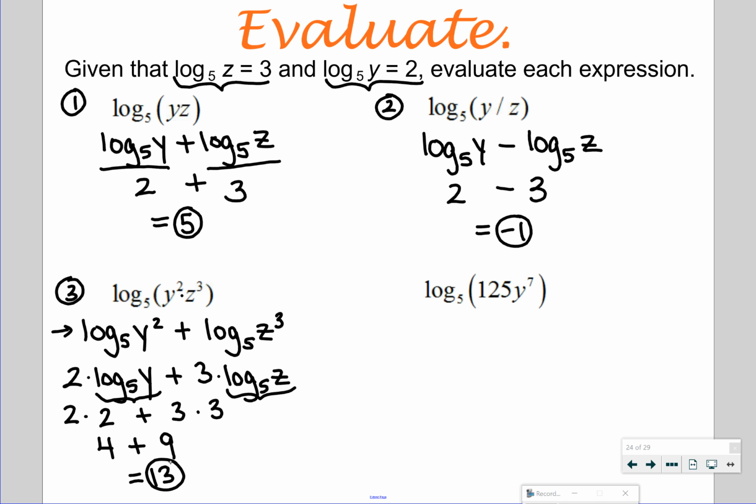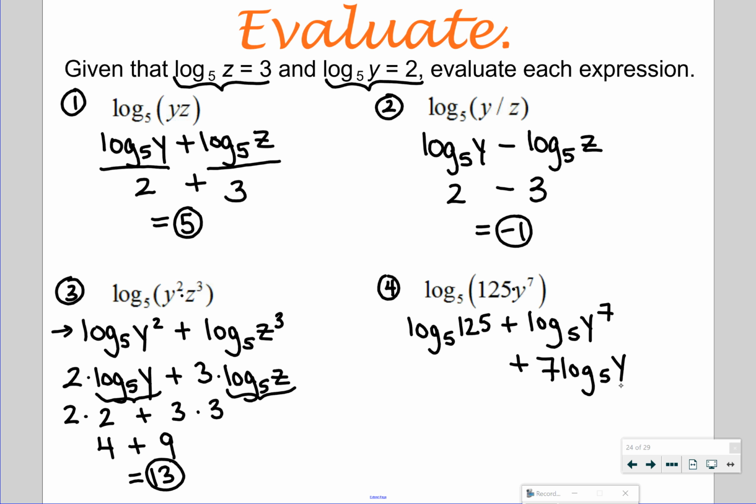Okay, let's look at the next one. Again, I have multiplication, so we're going to change that into addition. Log base 5 of 125 plus log base 5 of y to the 7th. I can bring the 7 down in front, and then that term is expanded completely. Now this one's going to be a little bit trickier.